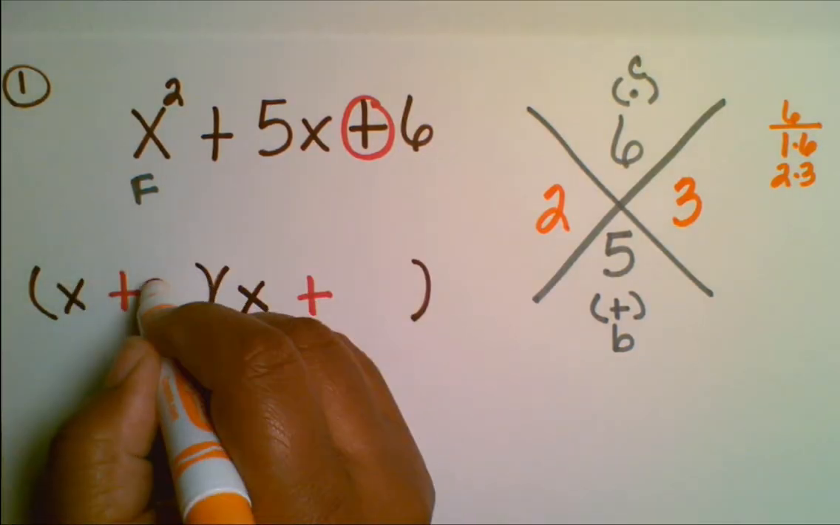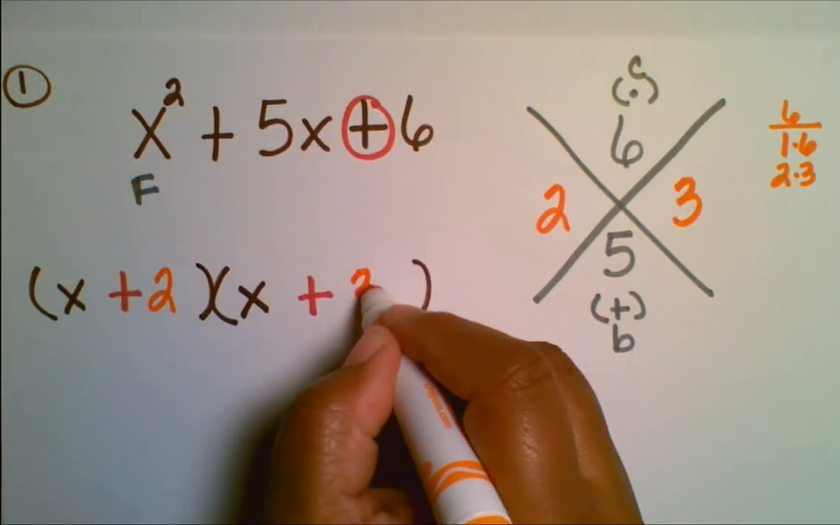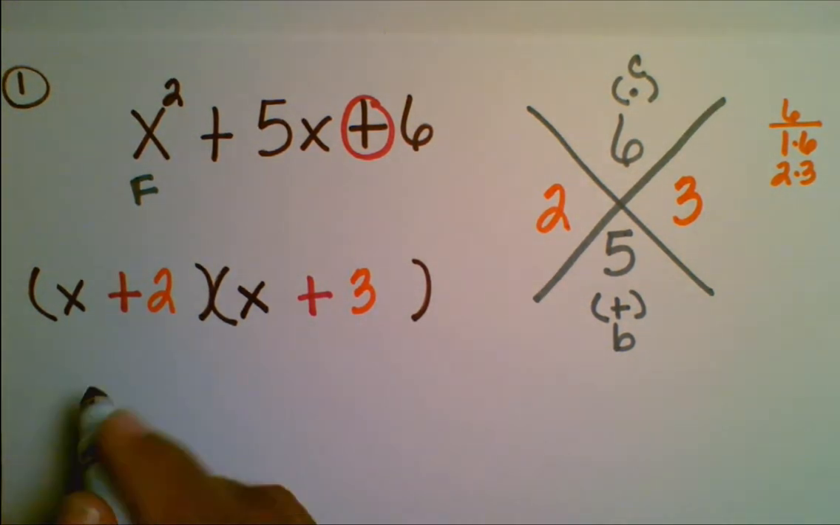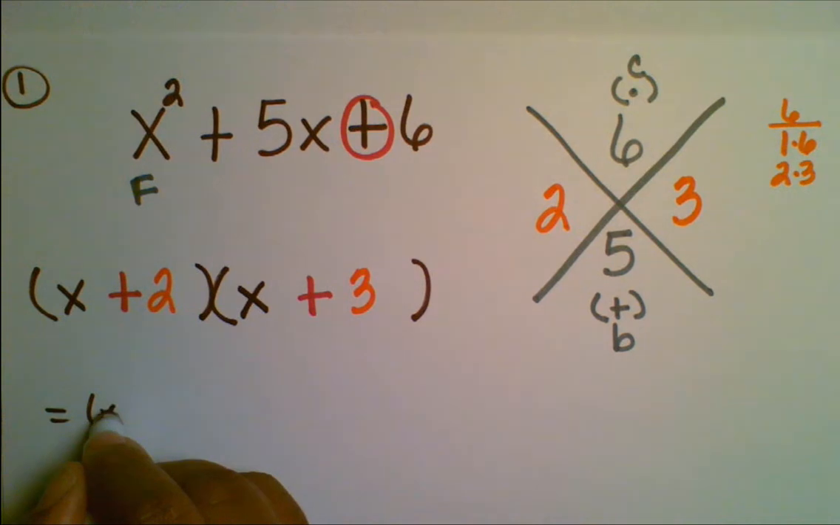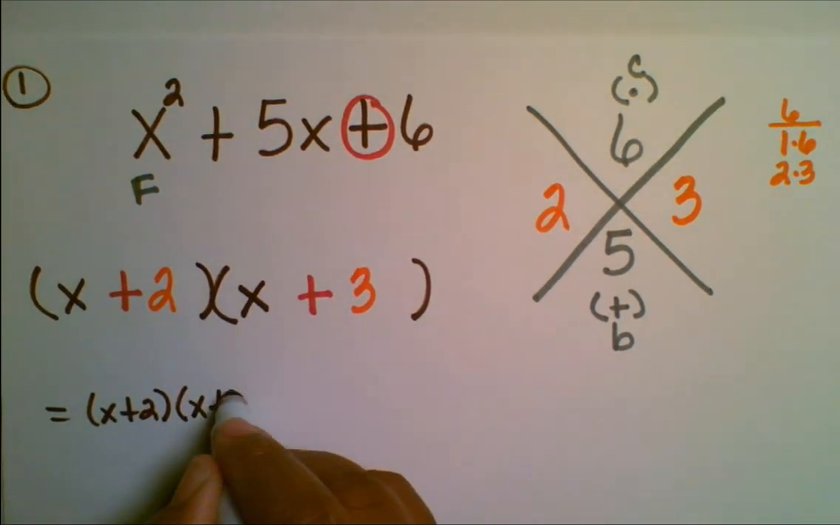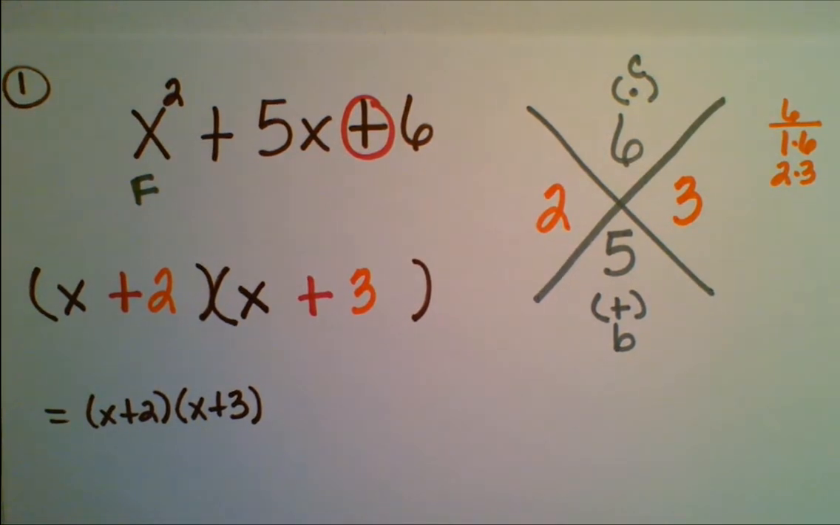So we're going to put these two factors into the last term in each parenthesis. So 2 and 3. Now, does the order matter? If we said x plus 3 times x plus 2 versus x plus 2 times x plus 3, it doesn't matter. As long as one parenthesis has x plus 2 and the other parenthesis has x plus 3, the order doesn't matter.